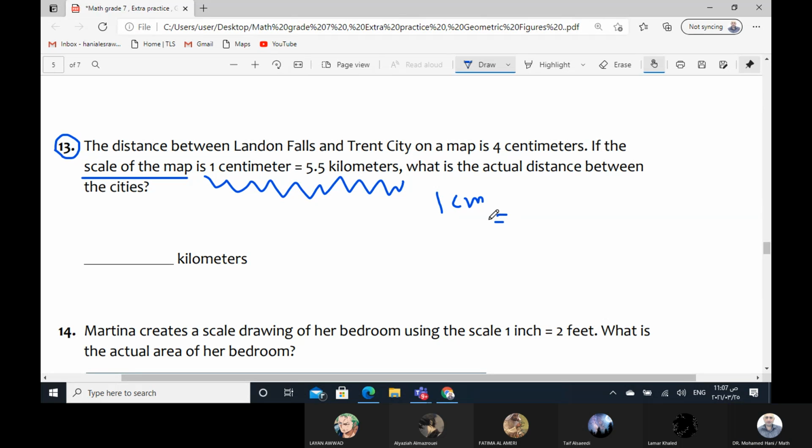equal 5.5 kilometer. Then we want to write it as a ratio. We have here in the map, this is not real. This is in the map. We have 4 centimeter. So this is the first ratio.